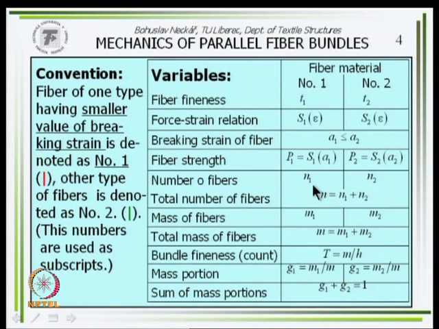Number of fibers in our bundle is N1 and N2. The total number of fibers in the bundle is N, which is N1 plus N2. Mass of fibers in our bundle, all related to our bundle between the couple of jaws. The mass of fibers is M1 and M2. The total mass is M, the sum of both. Bundle fineness, bundle count, is capital T, which is the total mass of our bundle divided by the length of our bundle. The length of our bundle is H, the gauge length.